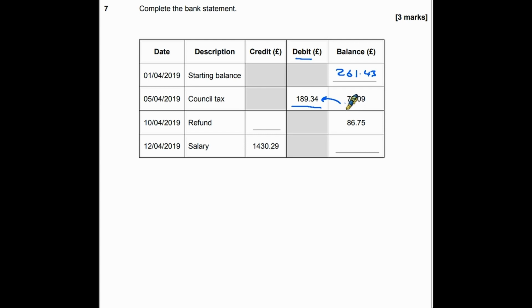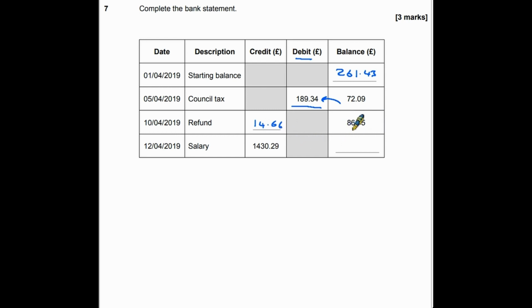Our balance then goes up from £72.09 up to £86.75. And we are told that's because we've had some kind of refund. So again, with a calculator, we need to find out what that refund is. So the difference between these two amounts, the amount by which the balance has gone up, must be the refund. And if we take 72.09 away from 86.75, we get £14.66.